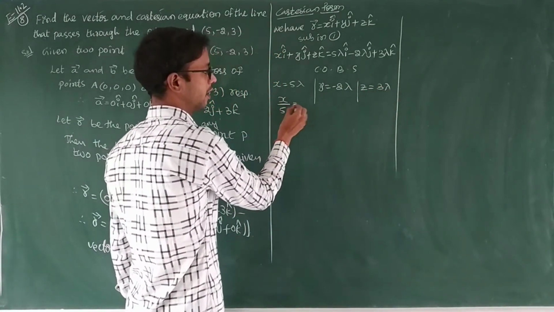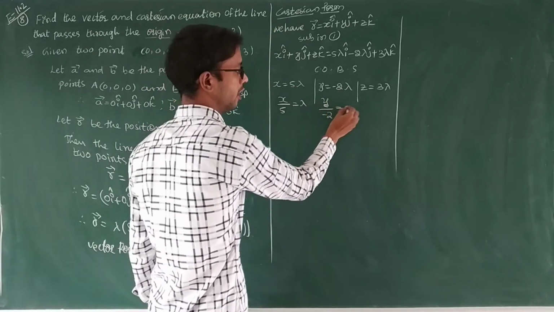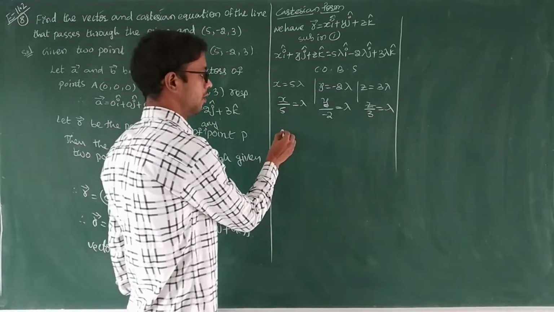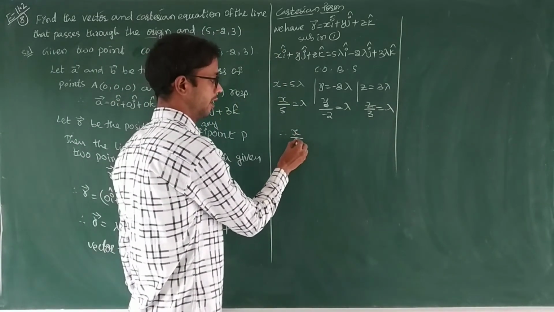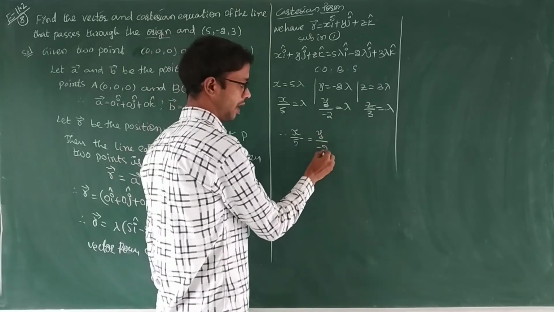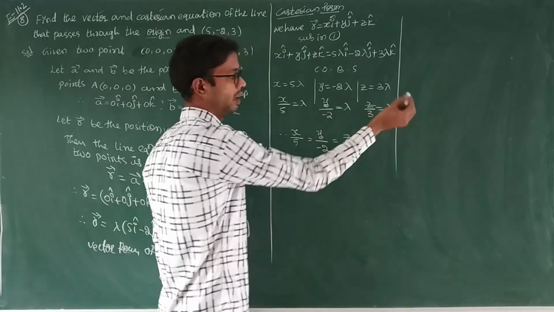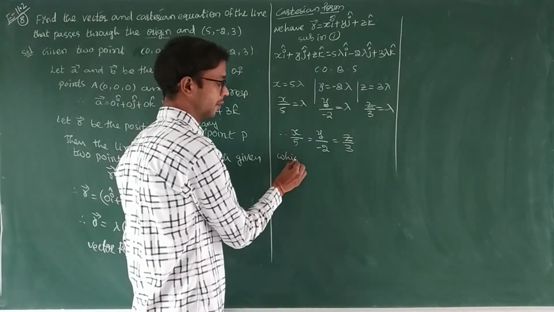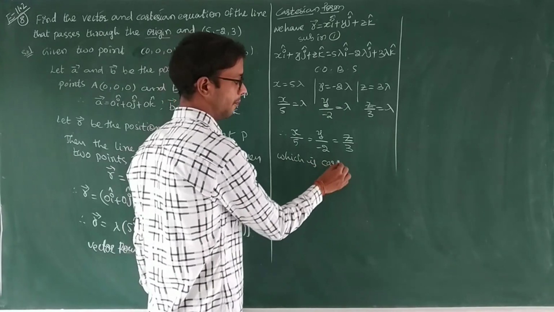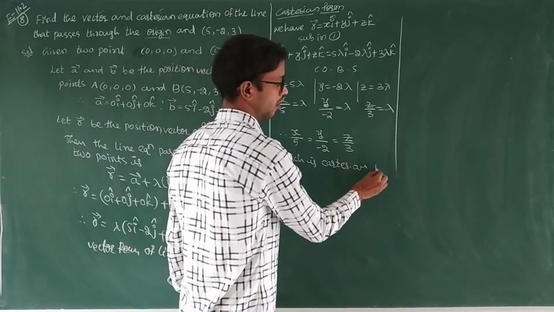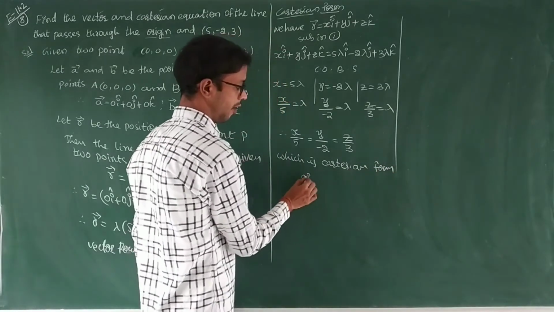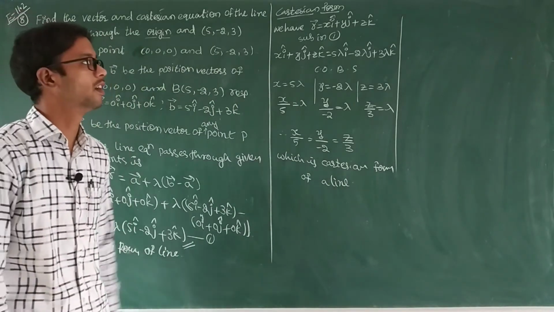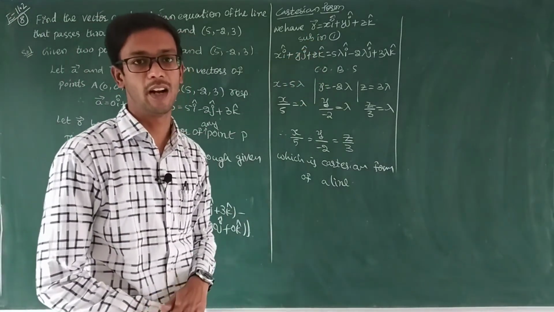x by 5 is equal to lambda, y by minus 2 is equal to lambda, z by 3 is equal to lambda. So therefore x by 5 is equal to y by minus 2 is equal to z by 3. All are lambda only, so that's why all are equal. This is the Cartesian form of a line which is passing through given 2 points. This is one way: substitution and comparison on both sides.